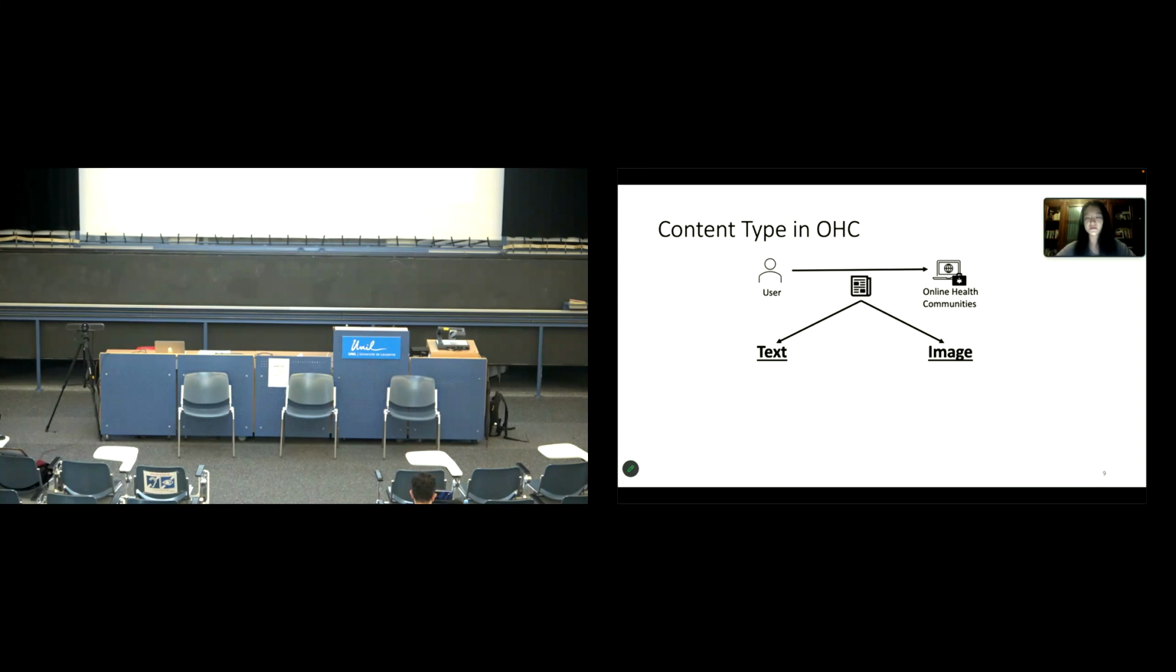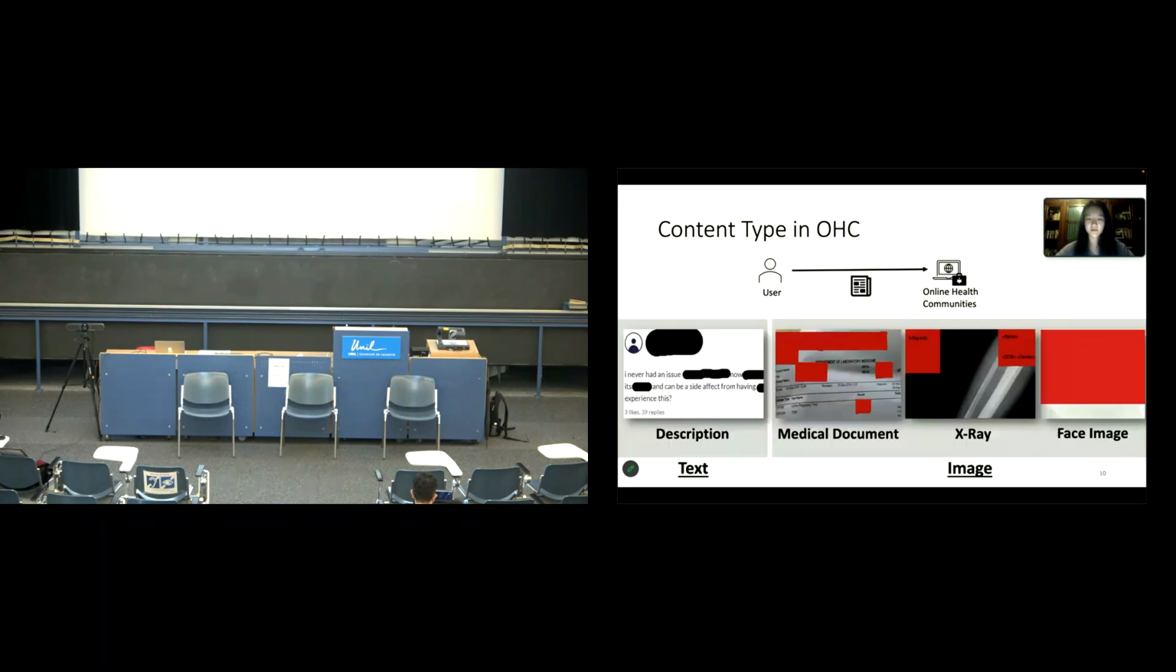In online health communities, users post questions seeking suggestions about medical diagnoses and treatments, which often requires sharing medical information. It includes multimodal data containing descriptions, images of medical documents, X-ray, and face images. The discussion contains two types of data, text description and images. From our investigation, we find three types of image data in these websites. The first one is images of medical documents, the second one is X-ray images, and the third one is face images.